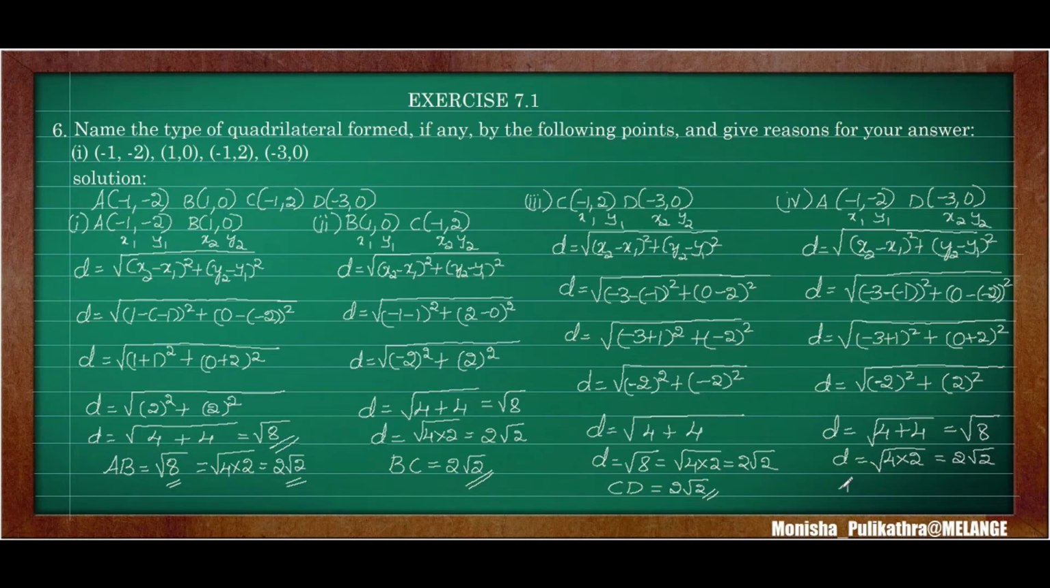So here AD is also equal to 2 root 2 itself. Okay, so all the sides are equal. We got all sides are equal, 2 root 2. But we can't stop the problem here itself. In order to prove whether it is a square or rhombus, we need to find out whether the diagonals are equal. We need to continue the problem.